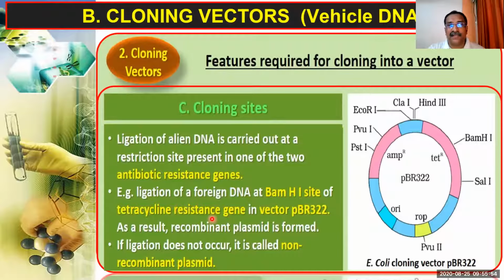An example is given over there. Now you see, in pBR322, there is a site in the tetracycline resistance gene, the BamHI site, and here you can see that DNA can be inserted. When the DNA is inserted over here, you will get a recombinant plasmid. If the recombination is not occurring over here, that is a non-recombinant plasmid. So this is the cloning site.